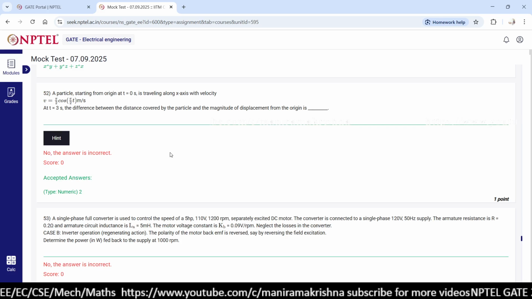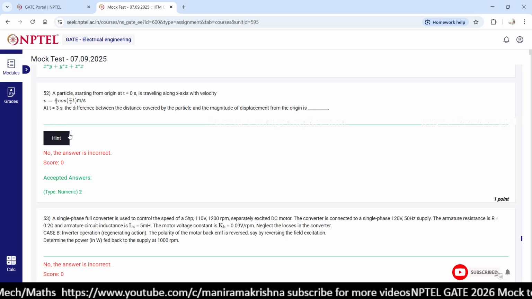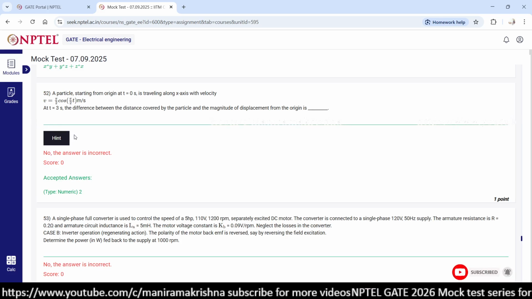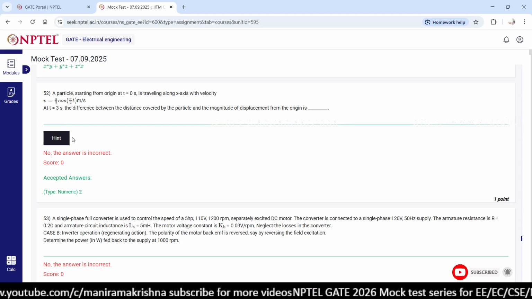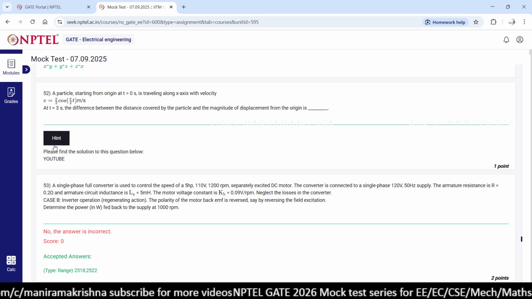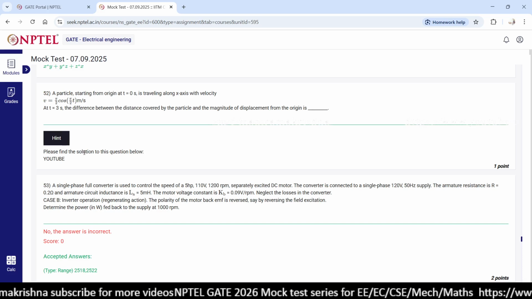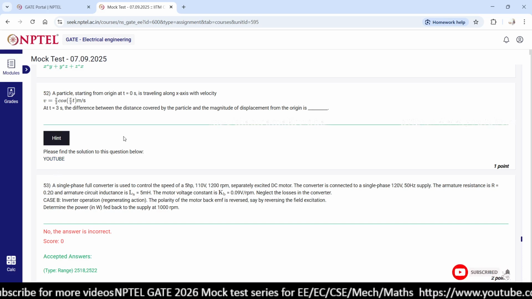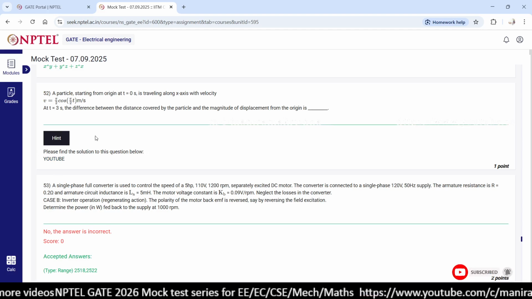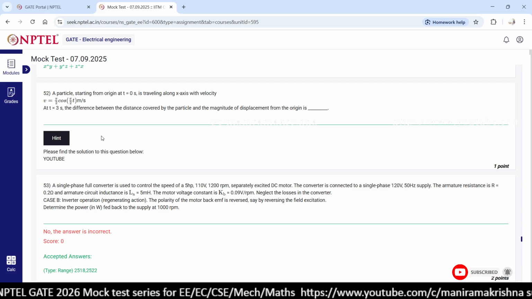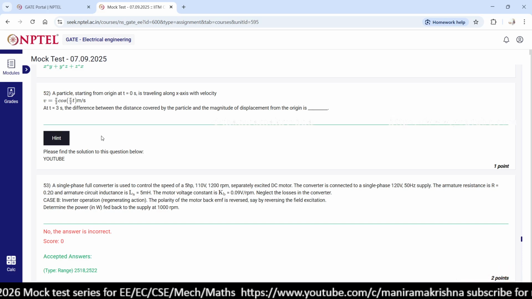If you are in the main examination, they don't give the hint. Remember that. This is a mock test, so they have given the hint. So let's check the hint. Please find the solution below. But in the actual exam, they don't give any hint, so you need to remember.